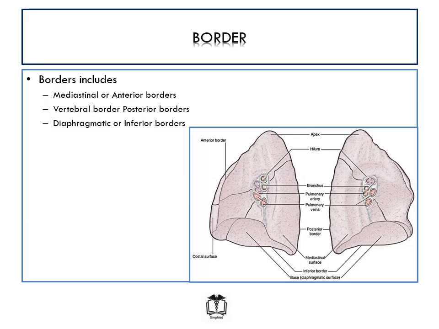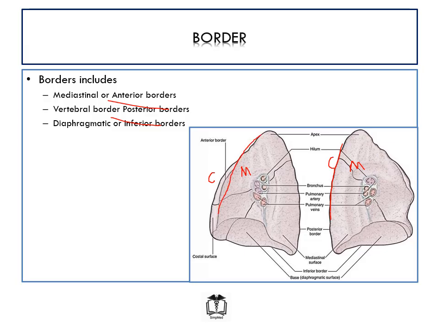We have three borders of the lungs. The borders of the lungs are just the points where each of the different surfaces tend to meet. So we have what we call the anterior border or the mediastinal border. That is typically where the mediastinal surface meets the costovertebral surface anteriorly. You have the vertebral border or the posterior border. That is where the mediastinal surface meets the costovertebral surface posteriorly. So this is the posterior border here, and this is the anterior border here.